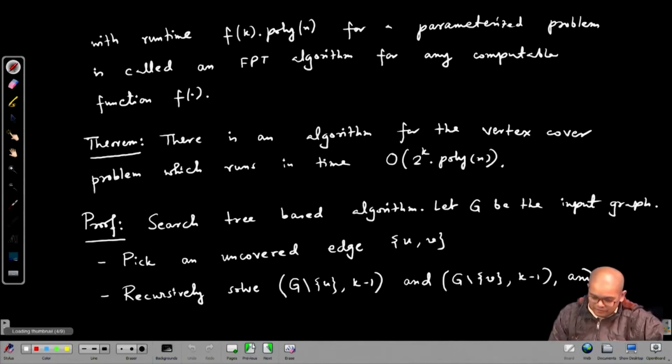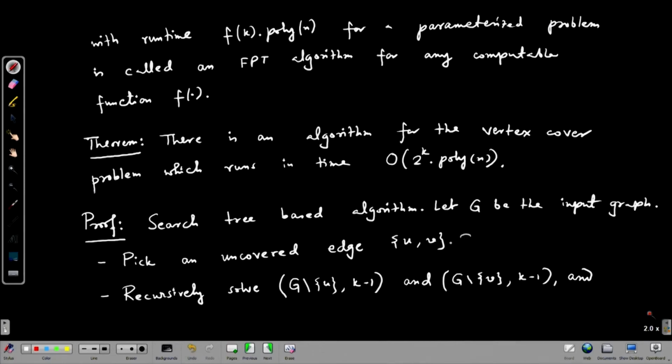Base case is if k equal to 0 or if k is negative, then we cannot have... or if k equal to 0, then there must not be any edge. If k equal to 0 and there is an uncovered edge u comma v, then return no.